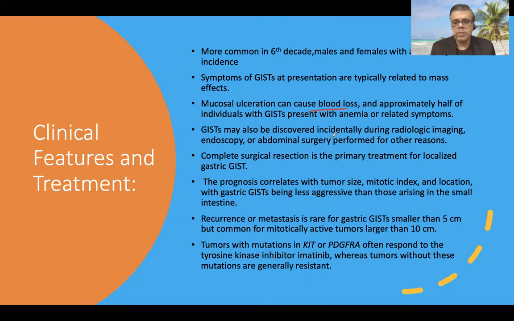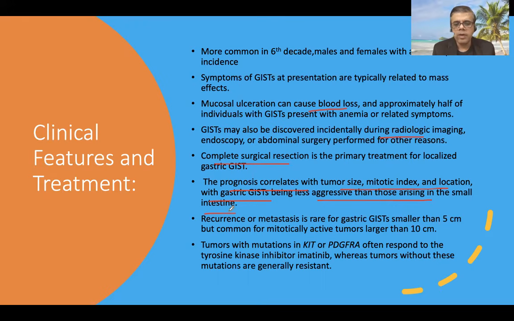And sometimes the GIST may be discovered as a coincidental finding in radiology. Now, coming to the treatment aspect, complete surgical excision resection is usually recommended for localized GIST. The prognosis correlates with the tumor size, mitotic index, and location, with gastric GIST being less aggressive than those arising in small intestine. So, though gastric GISTs are the most common type, they are generally less aggressive compared to small intestinal GIST.